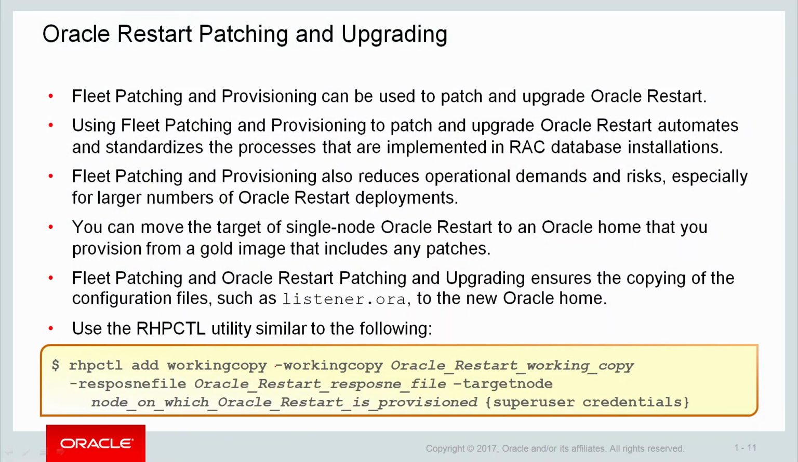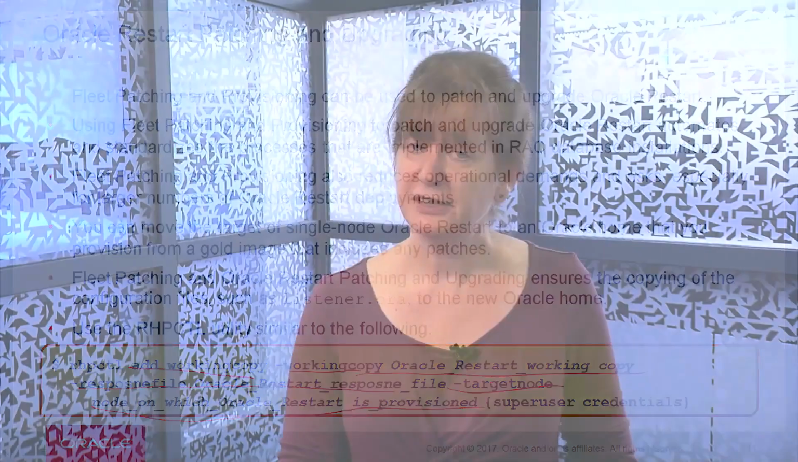Use the RHPCTL utility similar to the following. So here, RHPCTL add workingcopy. The working copy is the Oracle Restart working copy. You have a response file that will give details of how you want this upgrade to take place, and which target node you want it to be sent to. So this is a node on which Oracle Restart is provisioned, and you can either provide a root password or sudo credentials that you need to actually do the upgrade. And that's the end of part 1.